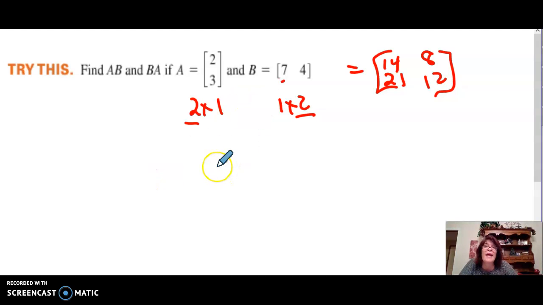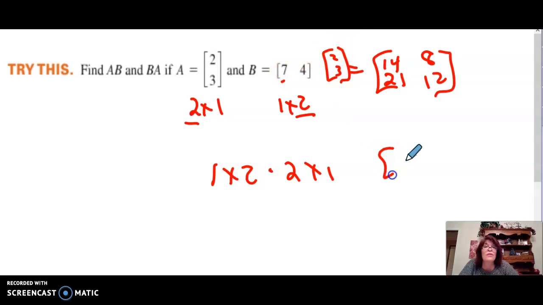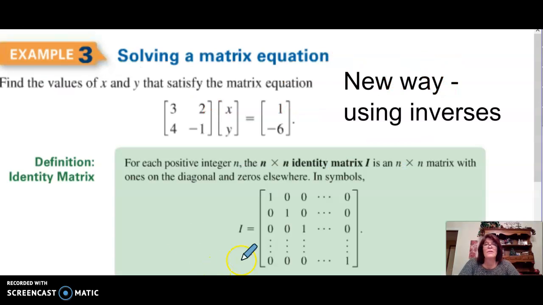Now, if I want to do BA, 1 by 2 times a 2 by 1, my answer is just a 1 by 1: 14 plus 12, 26. Okay, so again, they're just not equal to each other.